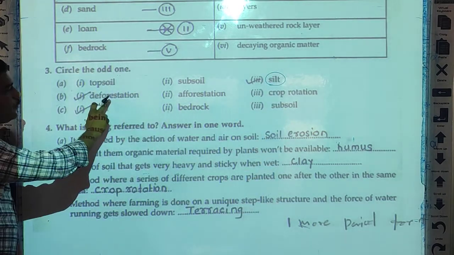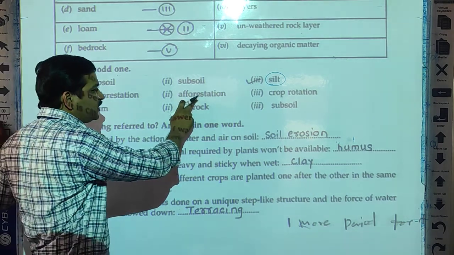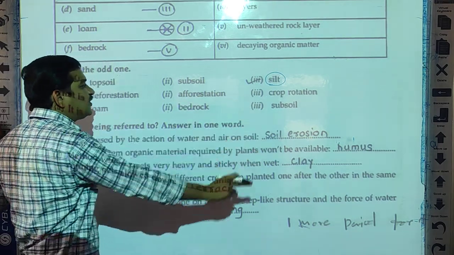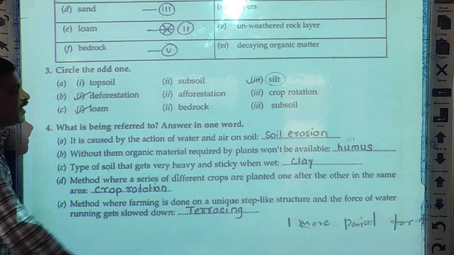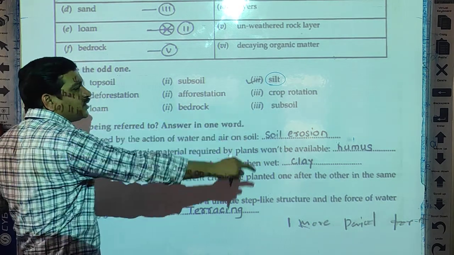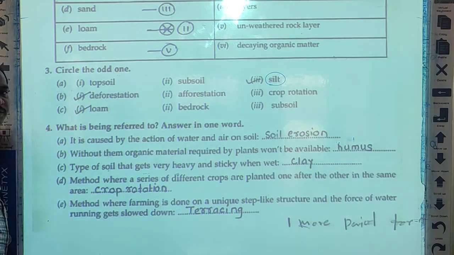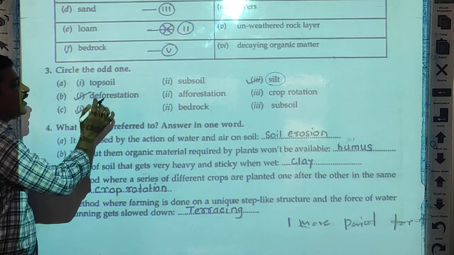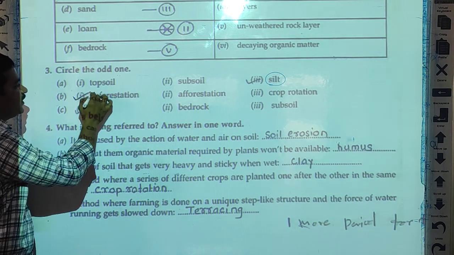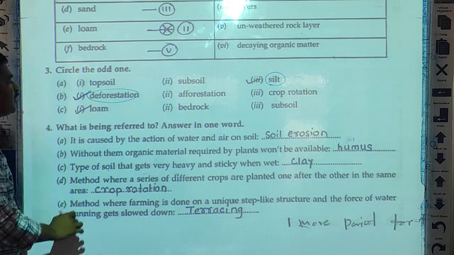Okay. Deforestation, afforestation, crop rotation. Now what is this? Yes, afforestation and crop rotation prevent soil loss or help in conservation of soil. Yes or no? And deforestation causes soil erosion. So here you can think or you can make the circle.